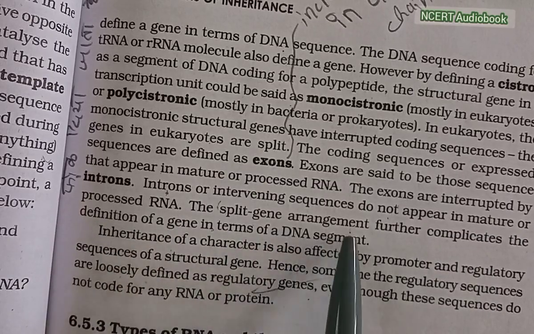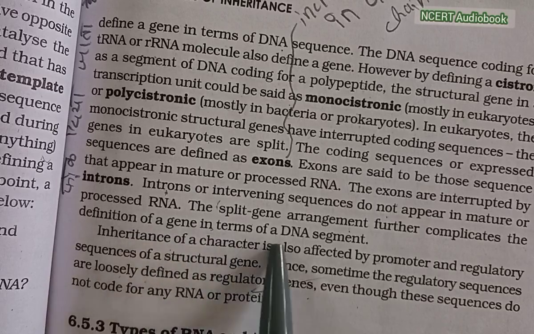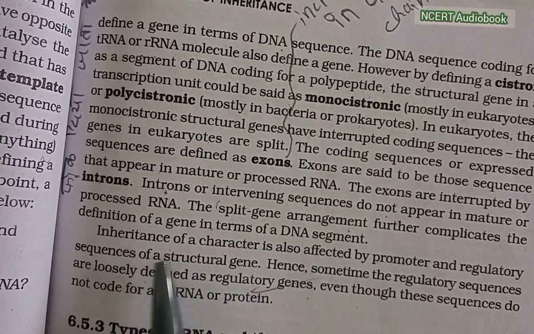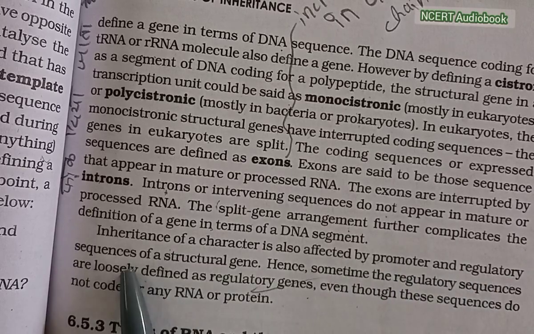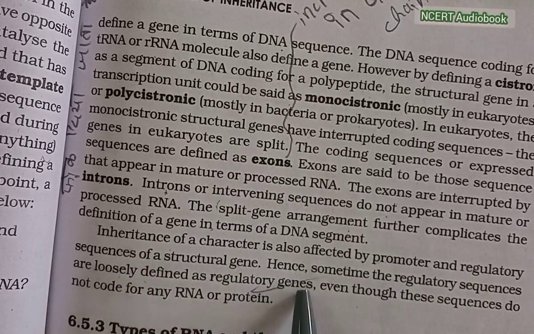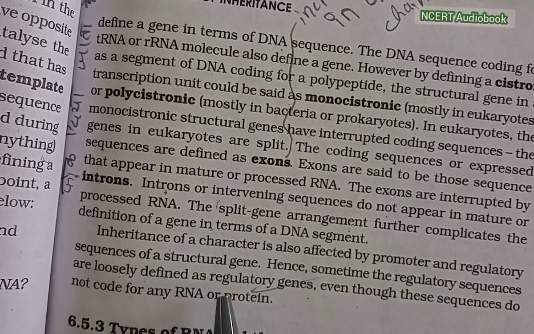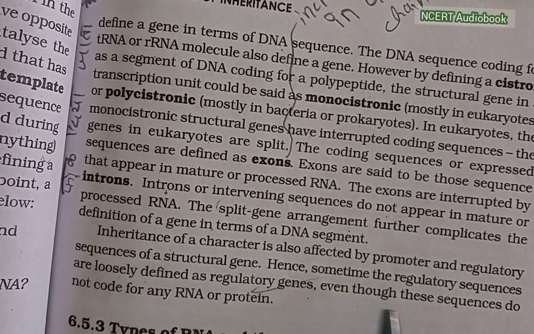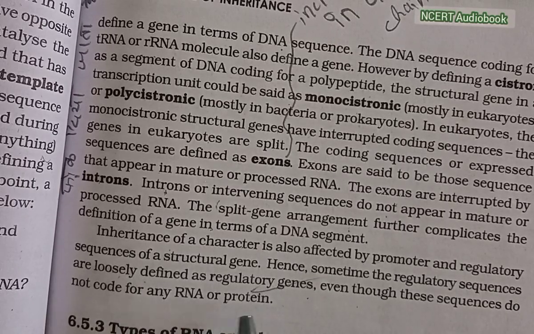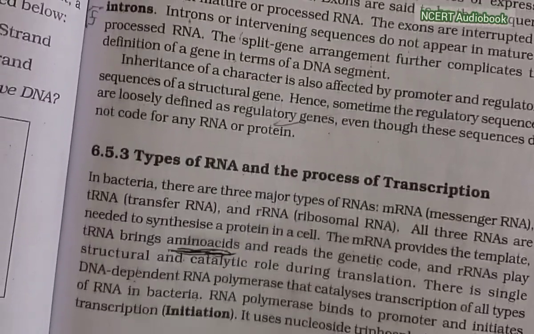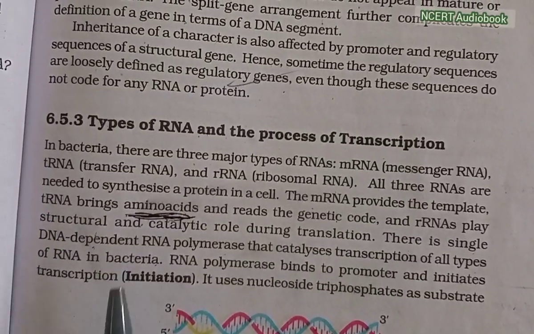The split gene arrangement further complicates the definition of a gene in terms of a DNA segment. Inheritance of characters is also affected by the promoter and regulatory sequences of a structural gene. Hence, sometimes the regulatory sequences are loosely defined as regulatory genes, even though these sequences do not code for any RNA or protein. Types of RNA and the process of transcription.